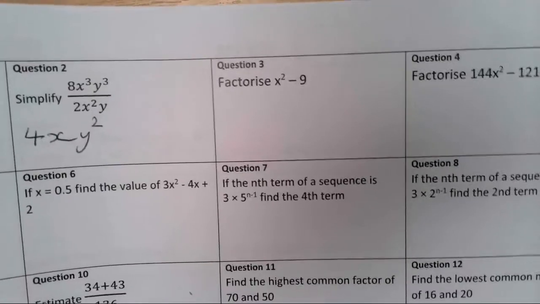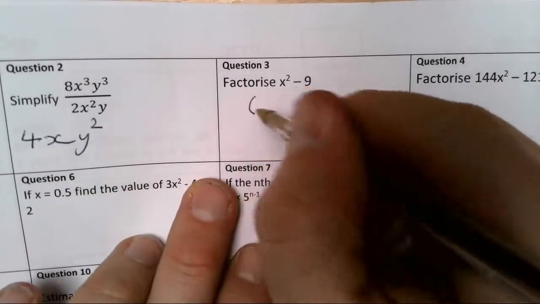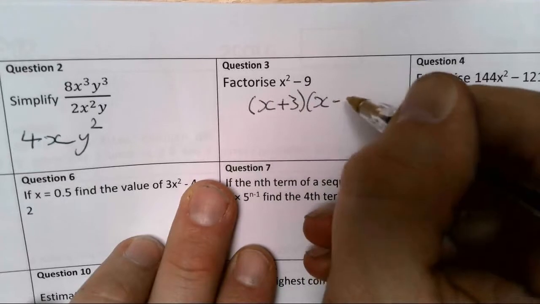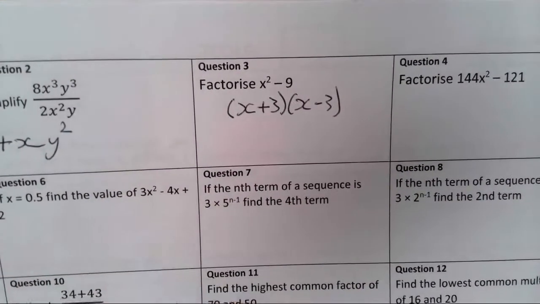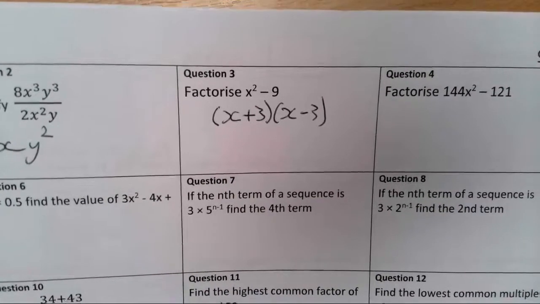Question 3, it's the difference of two squares. So it means it's going to be x plus 3 and x minus 3. Then the coefficients of x will cancel each other out, plus 3x and minus 3x, and that will just leave you with the x squared and the minus 9.